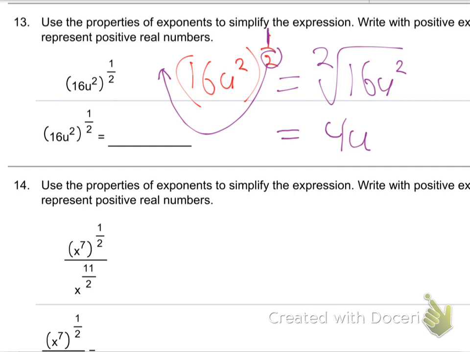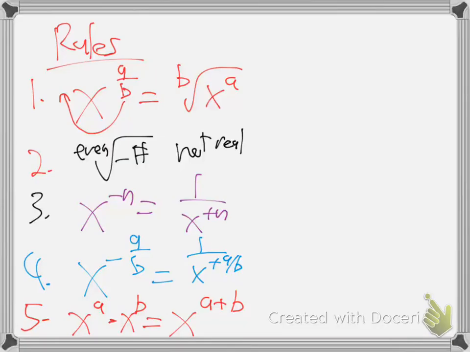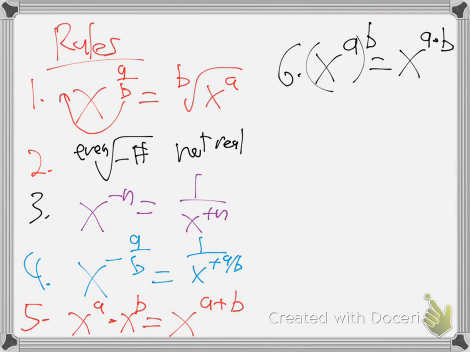Okay, so yeah, let me write out here. Rule number 6. If you have one base to a power and then another power, those powers multiply. One base, two powers, multiply. Another way I've said it is powers outside parentheses multiply powers inside. Maybe that'll help too. So one base, powers inside, outside parentheses, multiply. Versus rule 5, two bases, separate, powers add. See the difference?